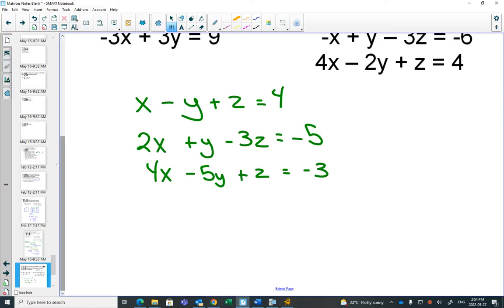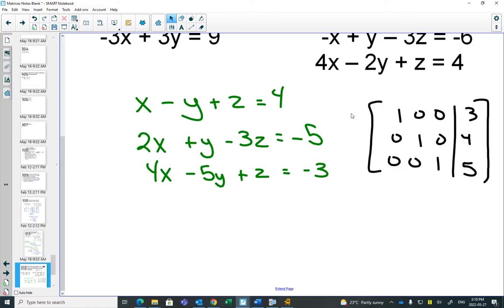Negative 3. There you go. The video. Okay, there's the answer if you're doing it at home. If you got any fractions, you did it wrong.